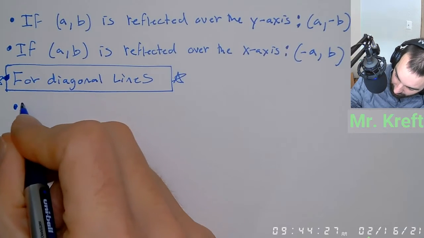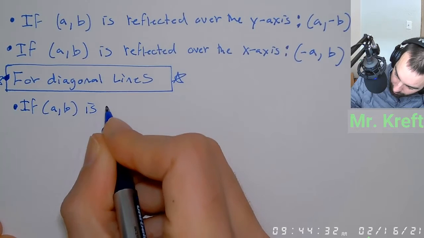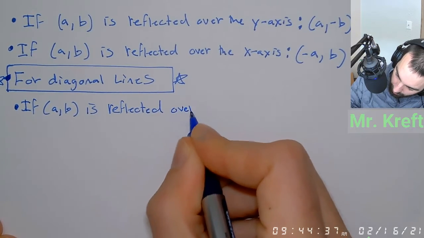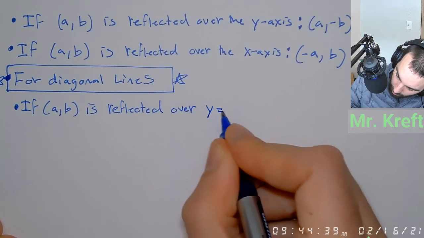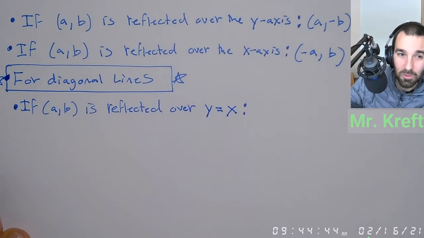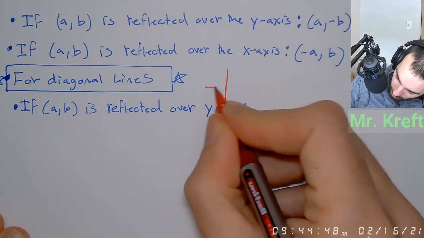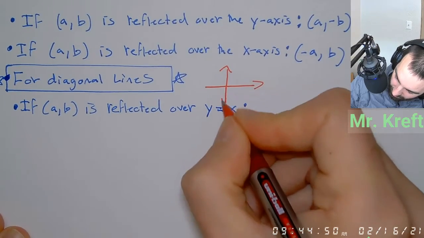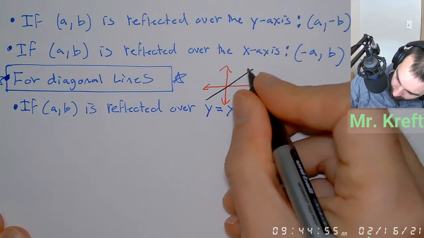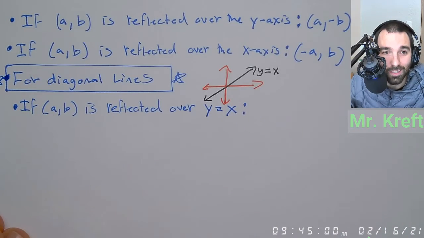And that is, if you have a point AB and it is reflected over y equals x. Now, some of you are like, wait, how do you graph y equals x? If you have forgotten what y equals x looks like, that's y equals x.